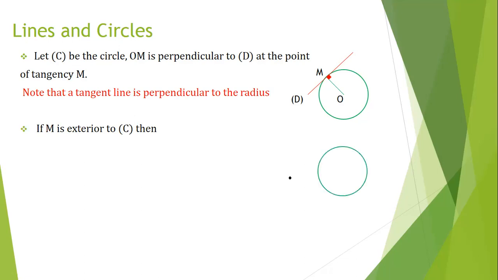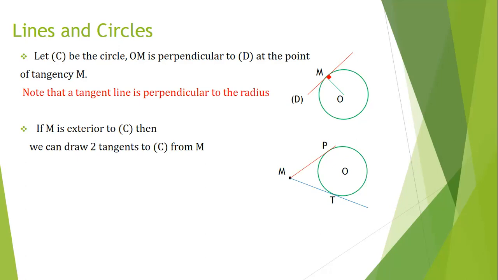Now, we look at the second figure. If M is exterior to C, then we can draw two tangent lines from M to C, MP and MT. Now, according to the two tangent theorem, two tangent segments or lines are equal because they are drawn to the same circle from the same external point.